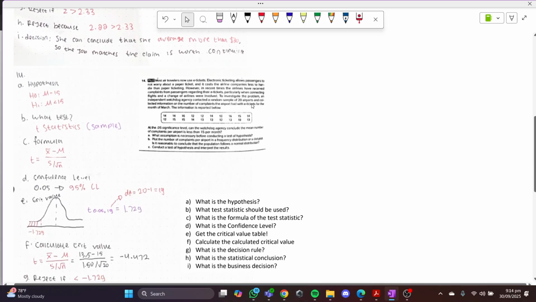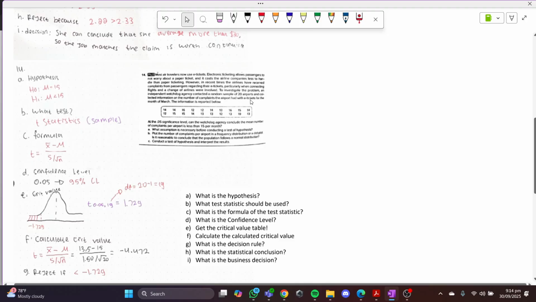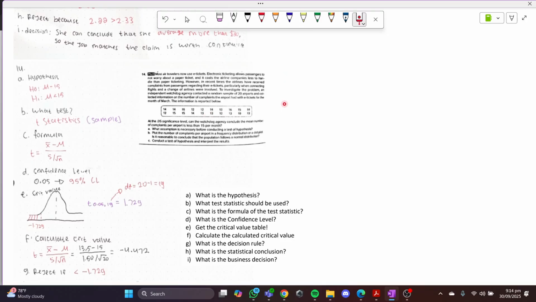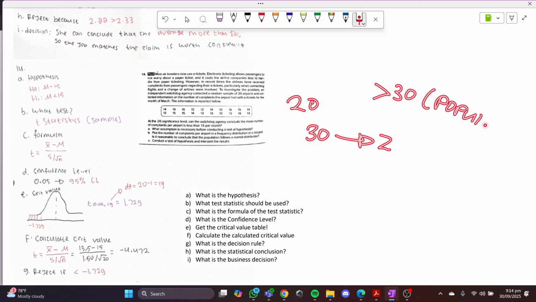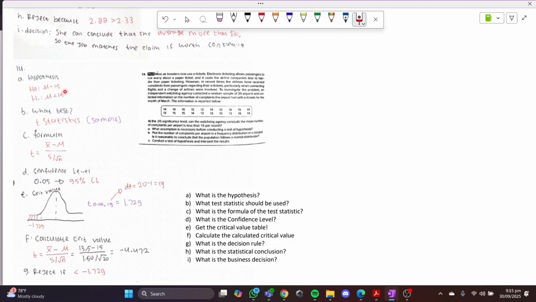This one is about an airport. Basically, it is a sample of 20 airports, and the airport wants to investigate a problem. So it is a sample, you have a 20 sample. If the sample is more than 30, then you will use the Z table, because if it's more than 30, then it is considered a population.